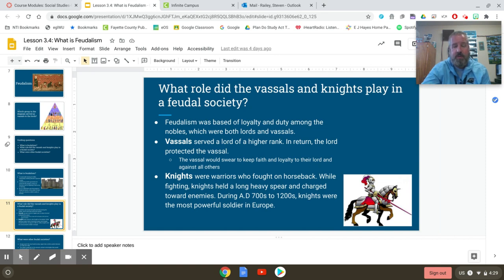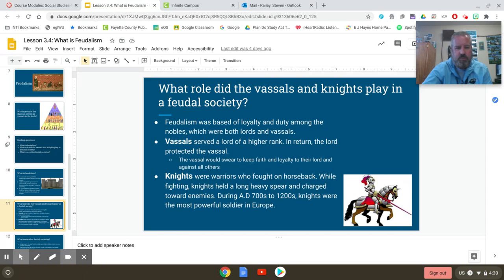So you could be a lord, but you could also be a vassal, someone below a higher lord. So you could be a lord and a vassal at the same time. Vassals served lords of a higher ranking, and in return they usually received land. In exchange, you would help fight, and you would also get goods from the land.